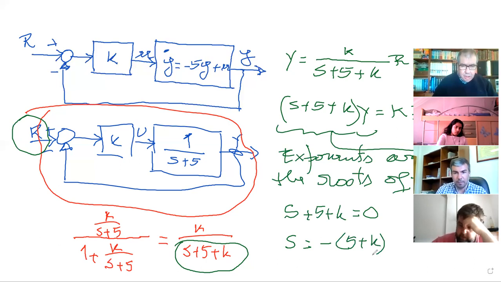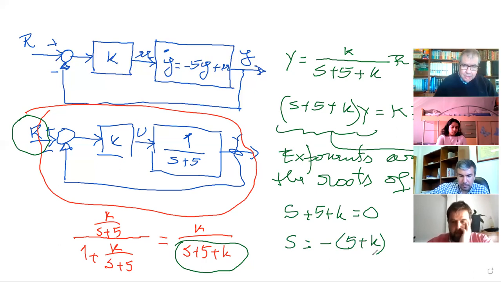So, conditions for the system to be stable. For instance, for K positive, what do you think? Is it always stable, always unstable, or does it depend on K? It's always stable. Why? Because s will always be negative, because 5 plus K is the sum of two positive numbers, and the minus makes it a negative number. So for positive K, this is always stable.